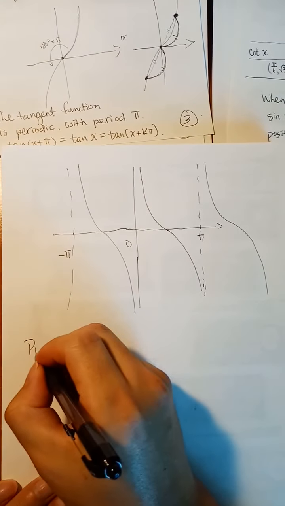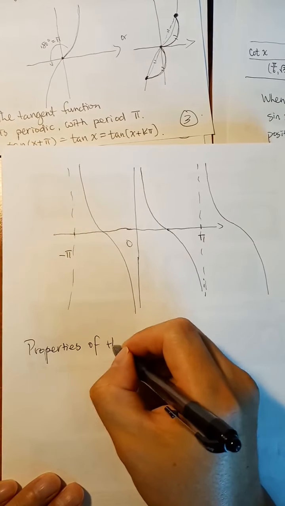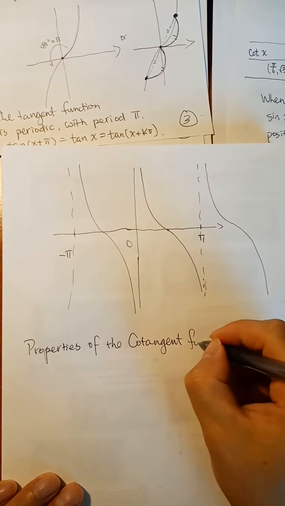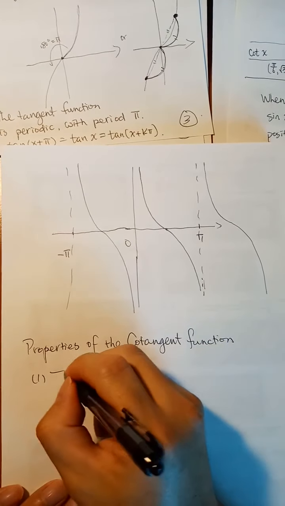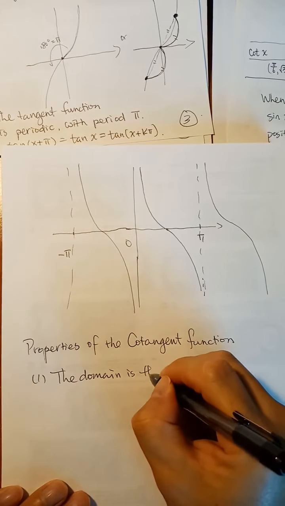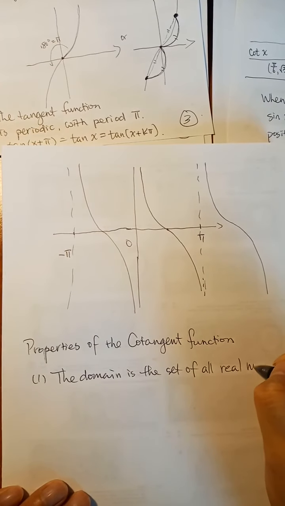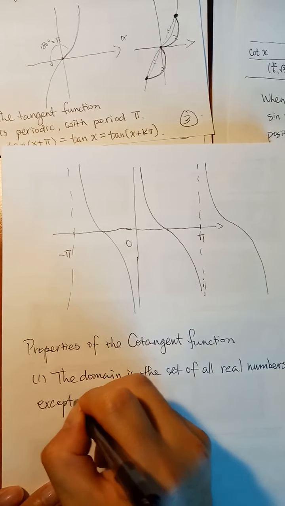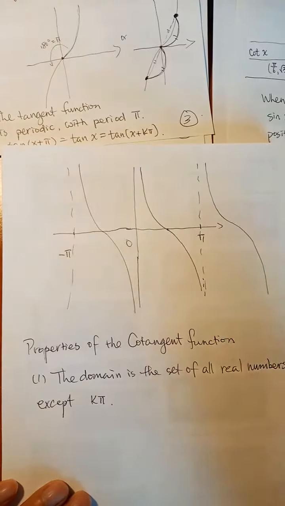So properties of the cotangent function. First is about the domain. The domain is the set of all real numbers except, so the important part is the except part, except k pi. So this one is simple.